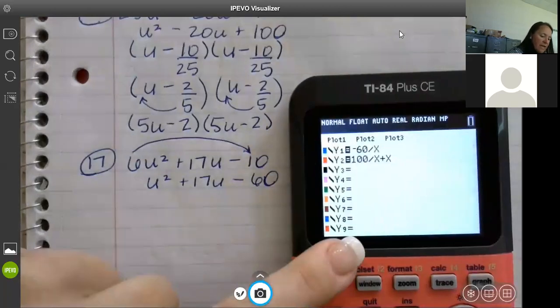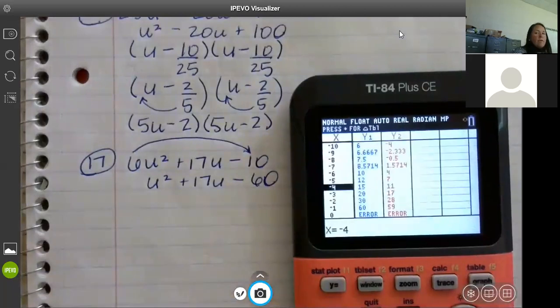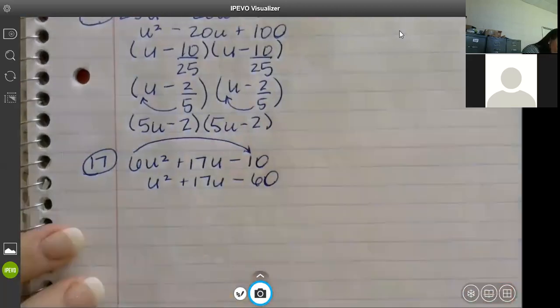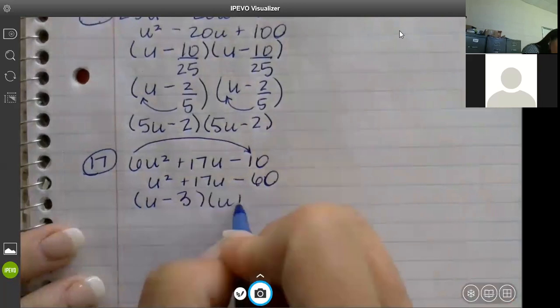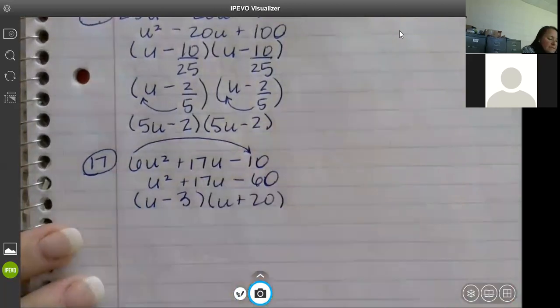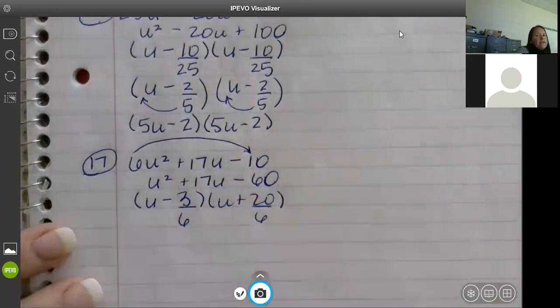I need factors of negative 60 that add to 17. They're right there, negative 3 and 20. Negative 3 and a positive 20. I did slide. Now I have to divide.